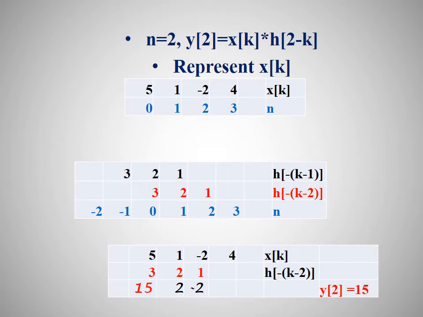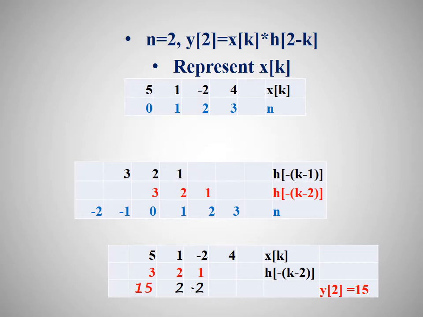Previously, we have already got the value of h of minus k minus 1. Let us just analyze what we had got previously. At n equal to 1, it was 1, at n equal to 0, it was 2, and at n equal to minus 1, it was 3. Now, what we require to obtain is h of minus k minus 2. This would be obtained by shifting this, as in the previous case, to the right by a magnitude of 1. Hence, 3 which was available at minus 1 now comes to 0, 2 which was available at 0 now comes to n equal to 1, and 1 which was available at n equal to 1 now comes to 2.